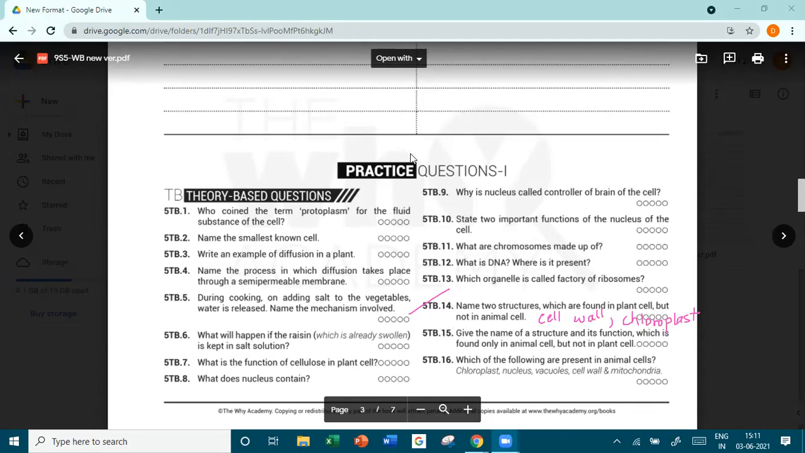Okay, and what about the 15th one then? Yes, Aryan, you're right. The 15th one is the opposite. Name a structure and the function of an organelle or a part which is found only in animal cell but not in plant cell. Okay, so first you can tell me the name, then we'll go on to structure and function.